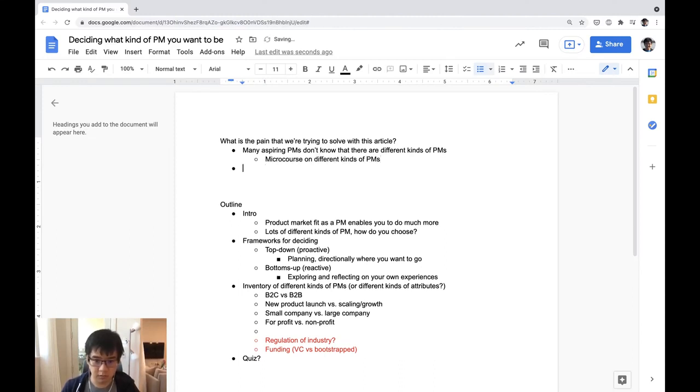But that's not what we're trying to solve, right? What we're trying to solve is, once you know that there are all these different kinds of PMs, how are you supposed to pick which one you want to be? And so that's what I'm trying to get to here. So once you do know the different kinds of PMs, how to decide which kind to be. And so that's really the pain, right? Whereas this is like a prereq.